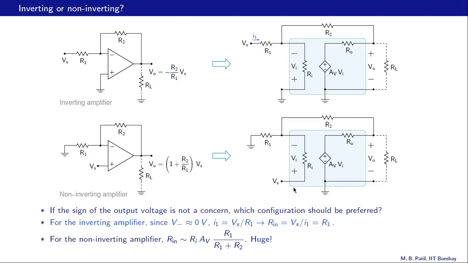In fact, it turns out to be much larger than simply Ri. It is Ri times AV times some factor, and we will actually derive this result later. So this is really quite huge, and therefore for all practical purposes Vs is looking at an open circuit. So this is really a big advantage of the non-inverting configuration. If we are concerned about the resistance seen by the input voltage source, then we should definitely choose the non-inverting amplifier configuration.